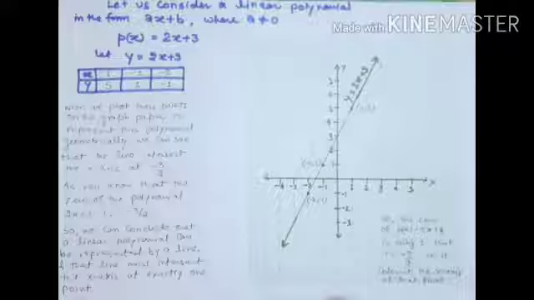As you know that the zero of the polynomial 2x plus 3, whatever we have taken, is minus 3 by 2. So we can conclude that a linear polynomial can be represented by a line, and that line must intersect the x-axis at exactly one point.